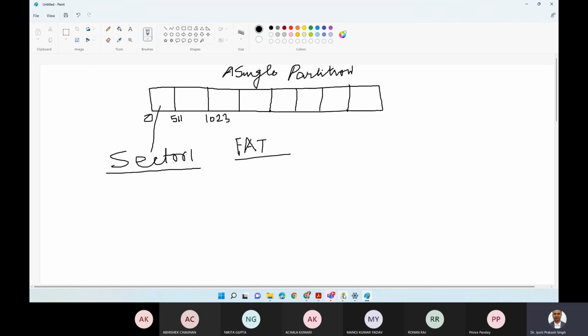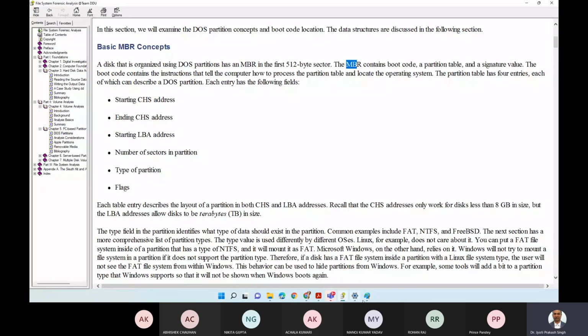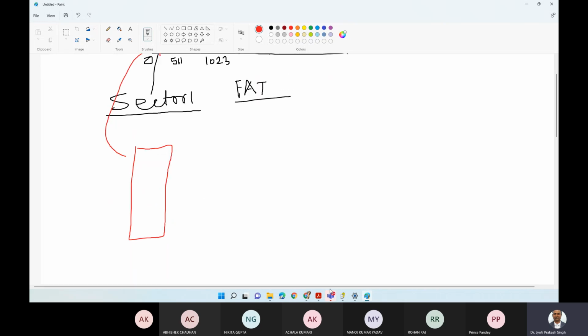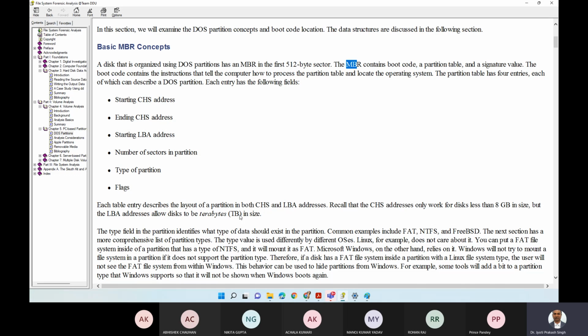What does this MBR contain? So इसके पहले पार्ट में इस सेक्टर के, so in this part in fact you have these informations basically. क्या क्या इंफॉर्मेशन है? You can see starting CHS address, ending CHS address, starting LBA address, number of sectors in the partition, type of partition and flag.